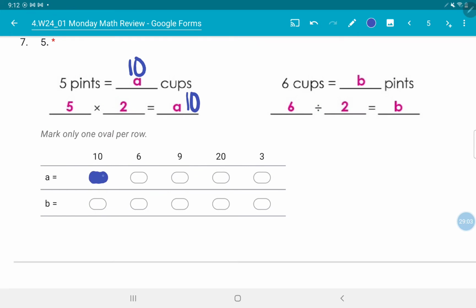So what if I had 6 cups? I have to do 6 divided by 2, and that's going to get me what, Olivia? 3. So B would equal 3. 6 cups equals 3 pints.